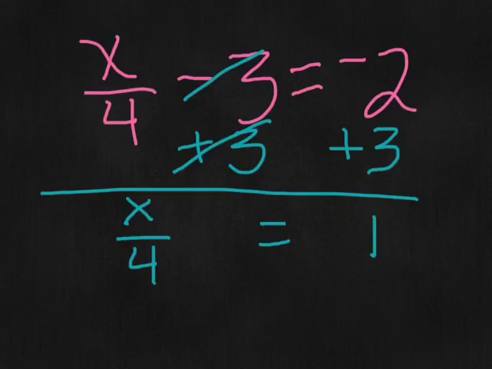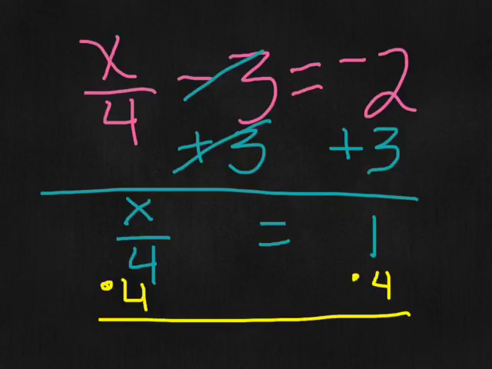Now I need to undo divided by 4. The opposite, or the inverse, of divided by 4 is times 4. So I'll multiply both sides by 4. And again, the whole reason I did that was to undo divided by 4. So I'm left with x.